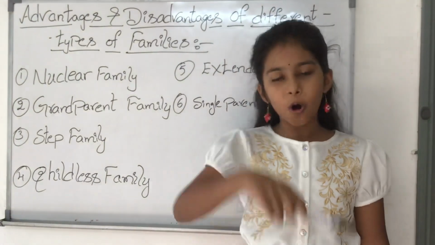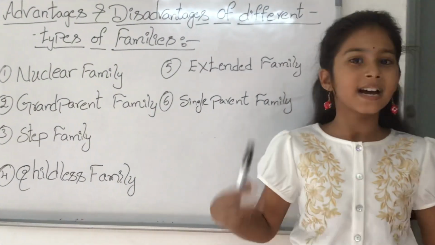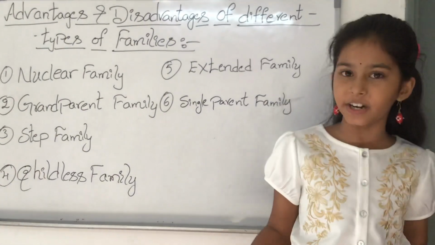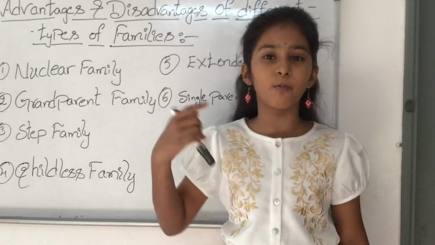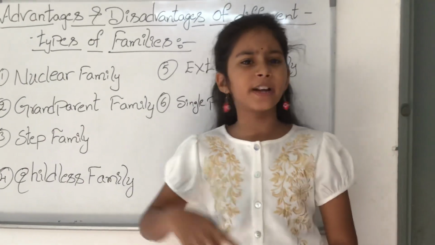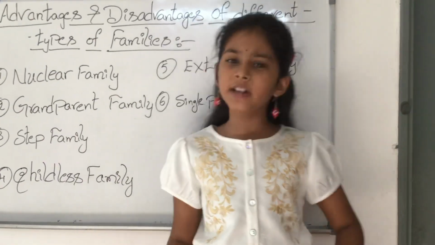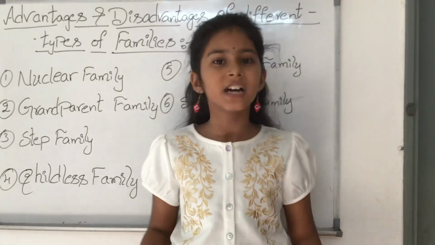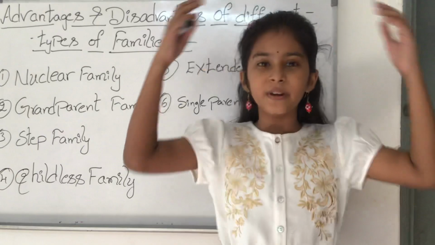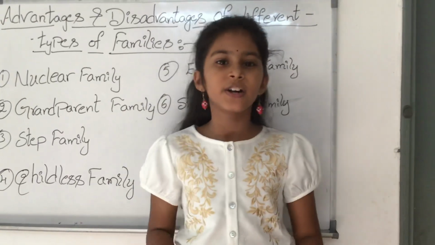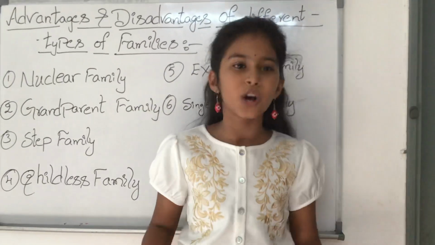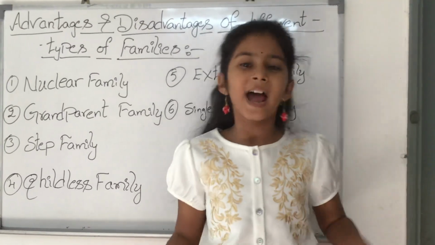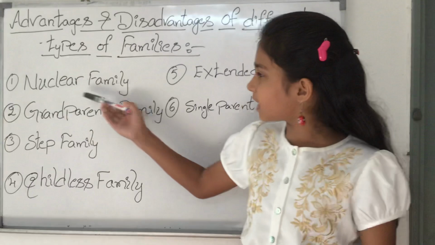Nuclear family, also known as traditional families, consists of two parents and one or more children, which can be biological or adopted. But the main point is that both parents are raising their child or children together in the home place where they live. Now, I am going to tell you the advantages and disadvantages about nuclear family.